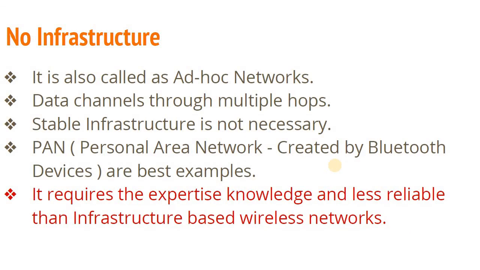Now there are certain points you have to study about no-infrastructure wireless networks. It is also called an ad hoc network, as I told you earlier. Ad hoc network means a temporary type of network: a device which is connected to another device at one time is connected to yet another device at another time. So it is temporary.